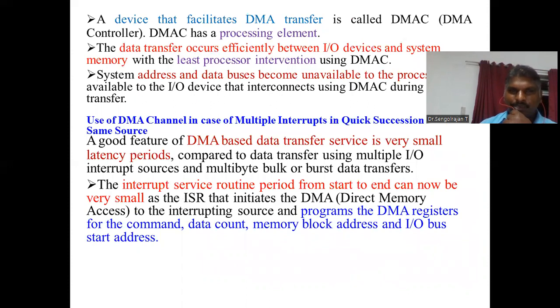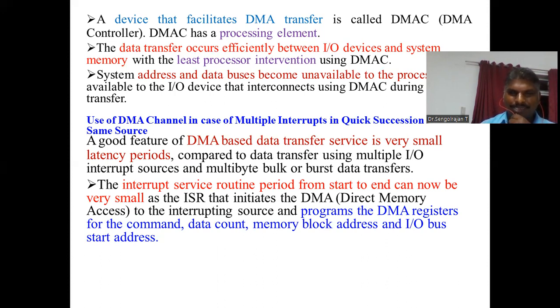What does DMA mean? A device that facilitates DMA transfer is called a direct memory access controller. It has a processing element. The data transfer occurs between input output devices and system memory with the least processor intervention using DMAC. The system address as well as the data bus becomes unavailable to the processor and available to the input output device that is interconnected during the data transfer using DMAC.